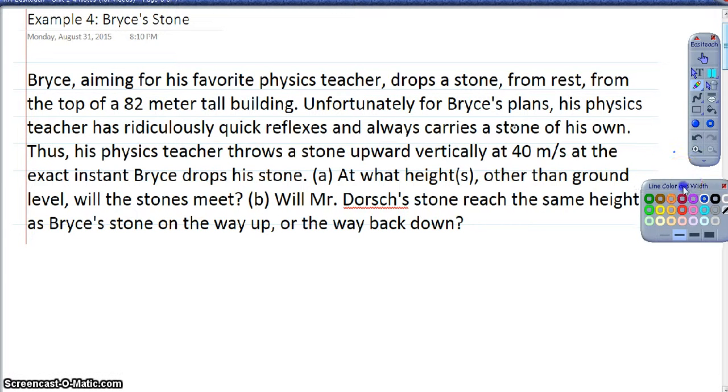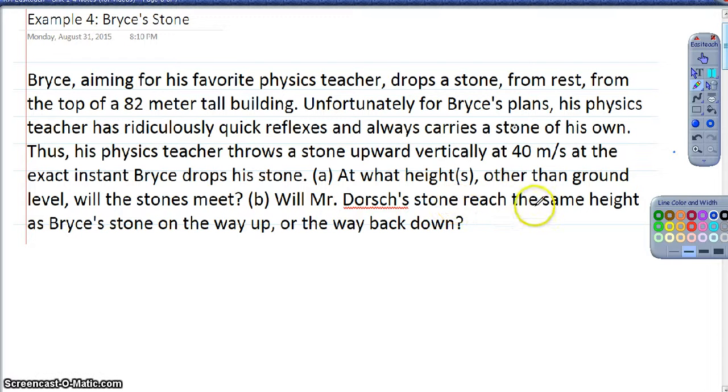They give us one person, in this case Bryce, who takes a stone and drops it from rest at the top of a building, and then another person who throws the stone upward from the bottom of the building, from the ground. And then they ask us at what height or time or anything like that. So at what height will the two stones be at the same location? Will they basically collide, more or less? And then part B, will it reach that same height on the way up or on the way back down?